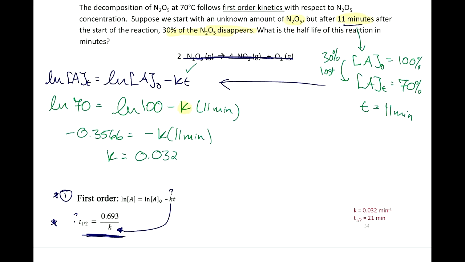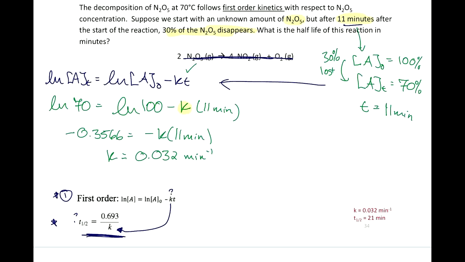K is equal to 0.032, but what's the unit here? Yes, it's minutes to the -1. It's still an inverse time unit, but it's in minutes because the time I gave you is in minutes. All right, is that our answer? Nah, no, that's not our answer.